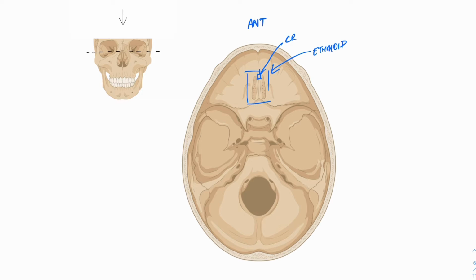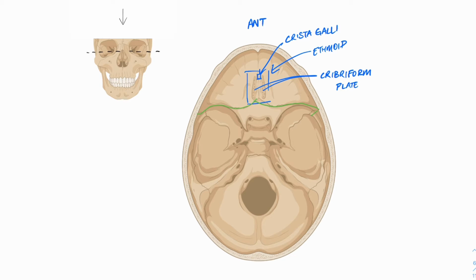And first of all, what's really cool from this view is the ethmoid. And so we can see from this view the crista galli, that was the coxcomb. We can see portions of the cribriform plate. And within the cribriform plate, all of those little holes, they're called the olfactory foramina, through which the olfactory nerves pass through to enter the brain.